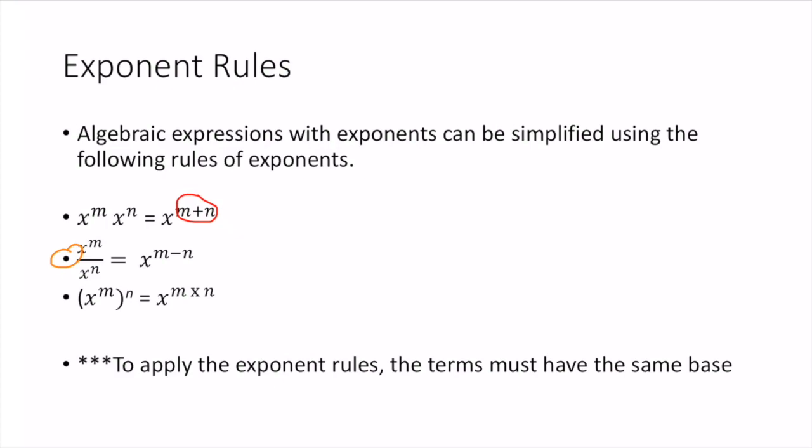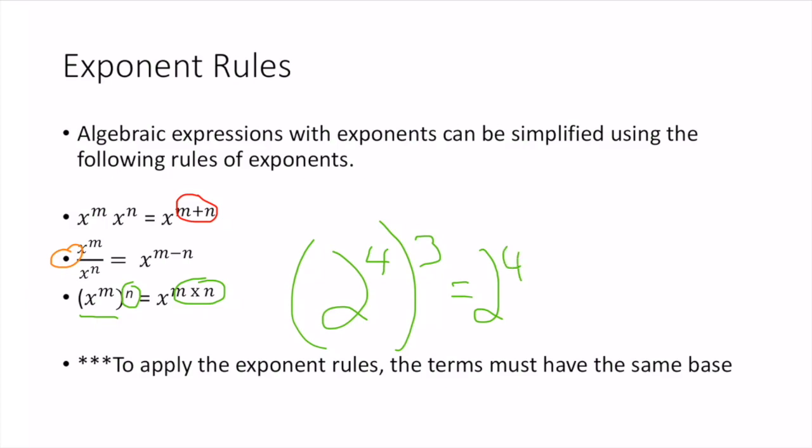Here is an exponent that's raised to another exponent. Now when they're stacked like this, we multiply those exponents together. So if we had 2 to the power of 4, all raised to the power of 3, we could go ahead and multiply those two together. 4 times 3 would give us 2 to the power of 12.